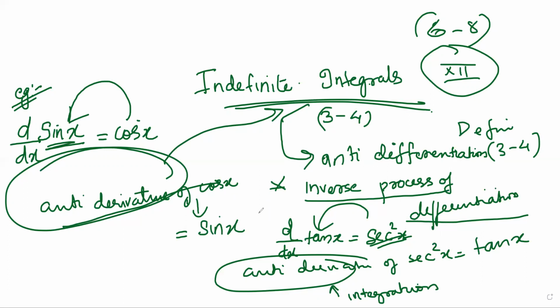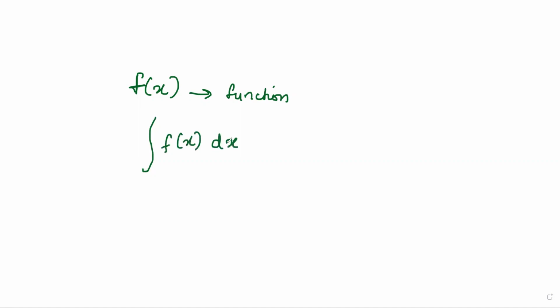Okay. Now let's see how we'll write the integration. What is the symbol for that? If f of x is a function, then its integration is denoted as integral. This is the symbol for integration. Or if you write correctly, like this: integral f of x dx.